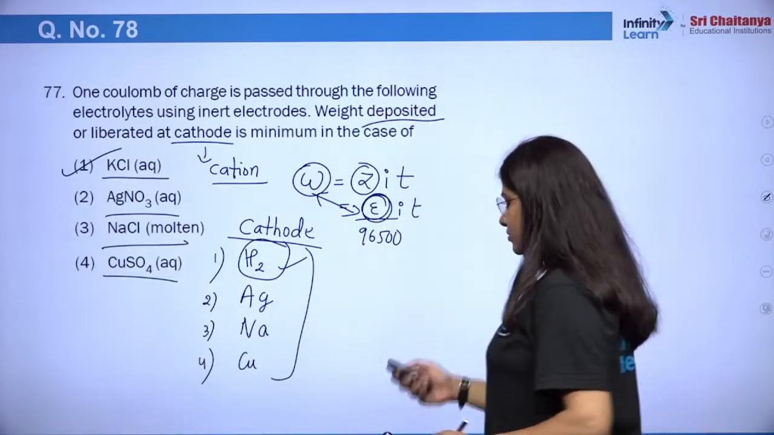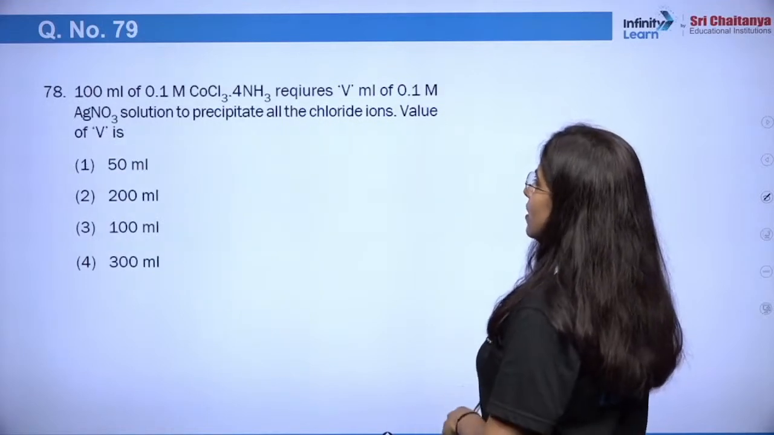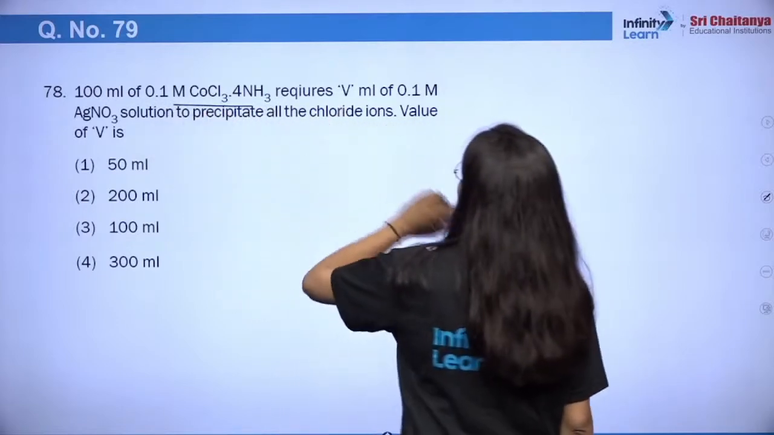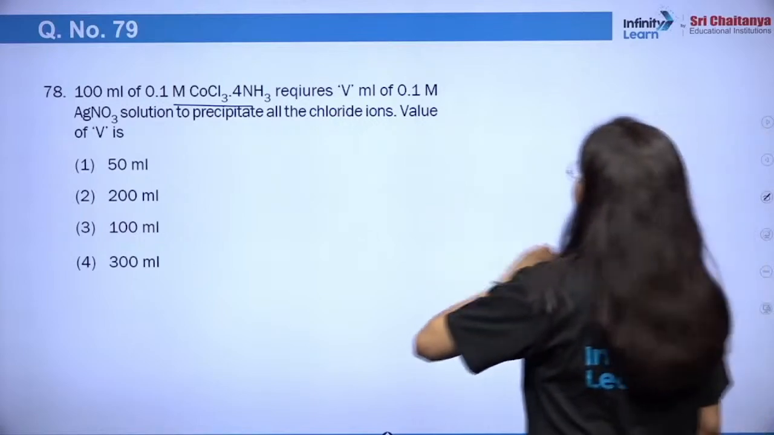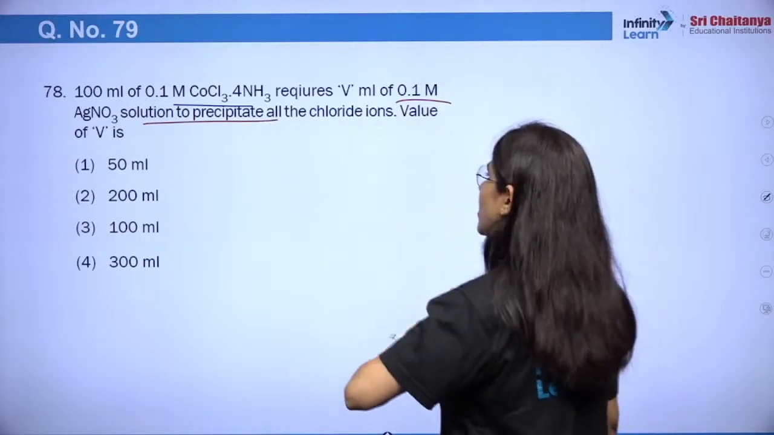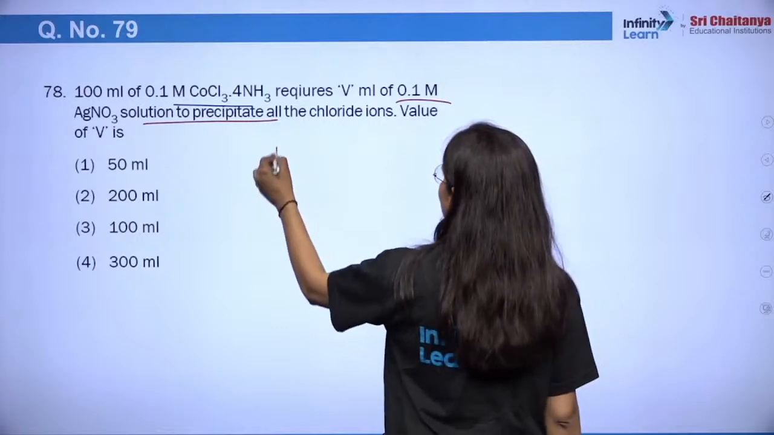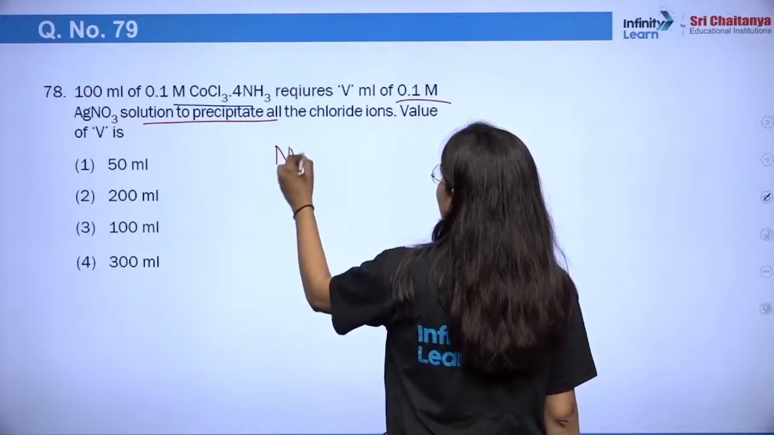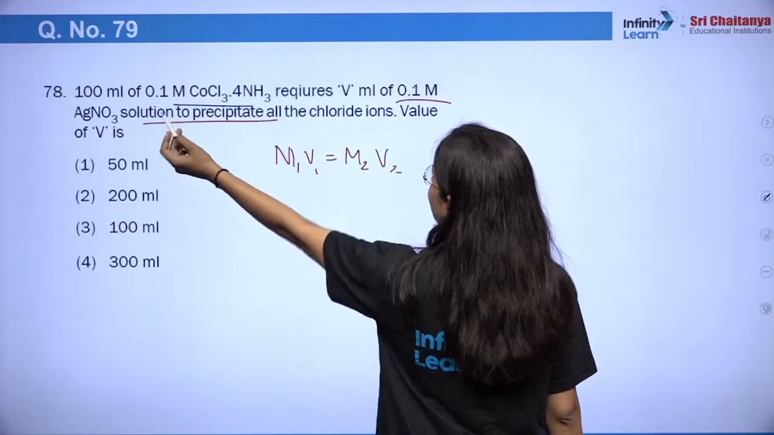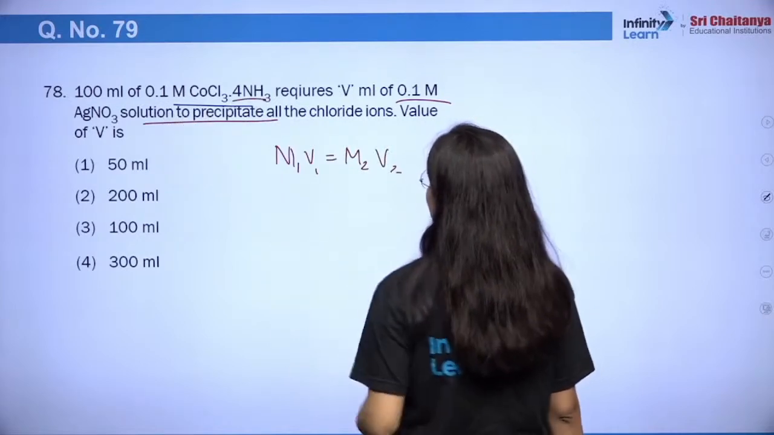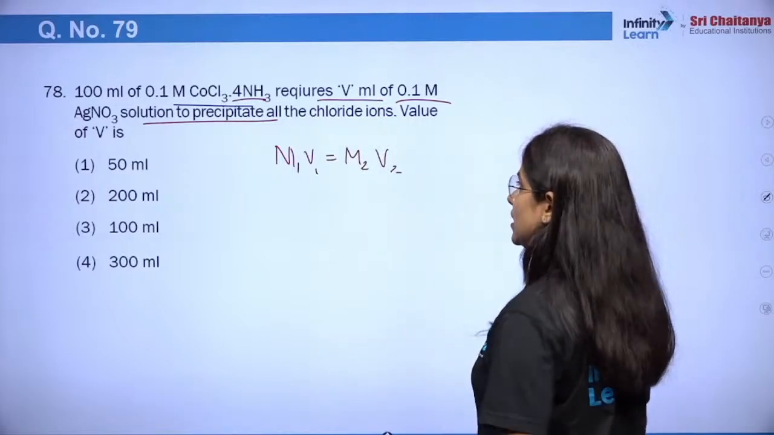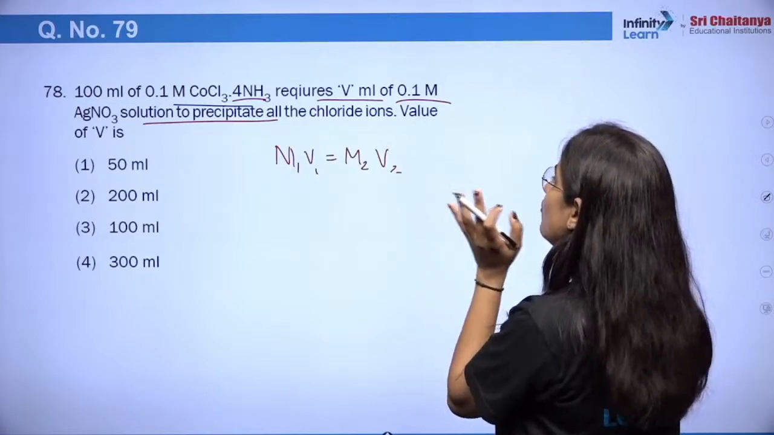Clear? Next question. 100 ml of 0.1 M CuCl3·4NH3, this is a complex which requires V mL of 0.1 M AgNO3 solution to precipitate all the chloride ion. Then what is the value of V? In that case, I will use the formula M1V1 is equal to M2V2. So what is happening here? The complex requires V mL of 0.1 molar AgNO3. So this is our complex. What is the value of V here?